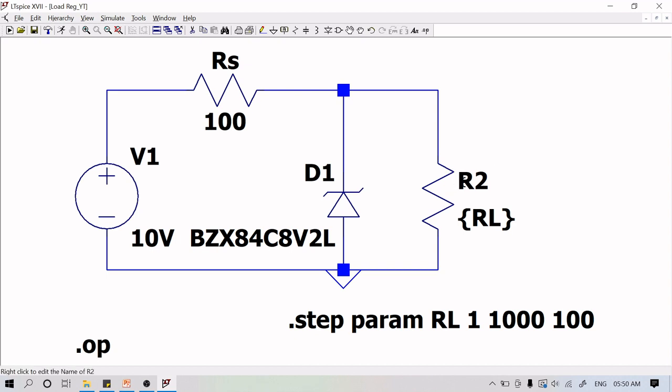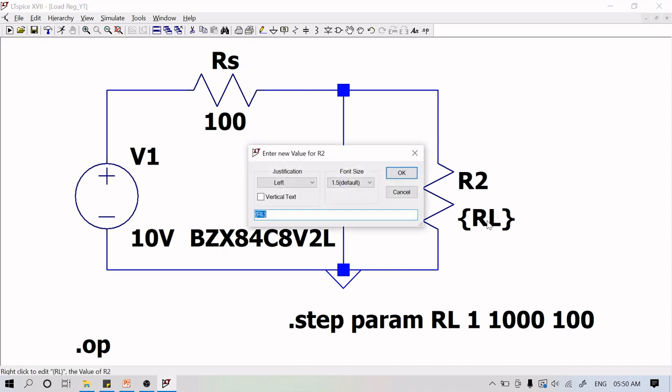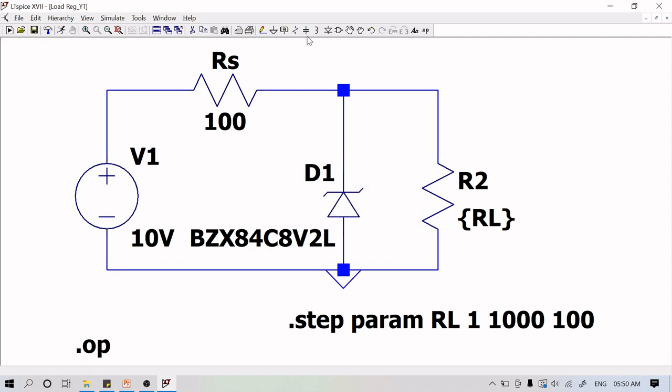Here the thing is RL is varying. So what you want to do is put RL in the parameter form, and specify the value here. When you take any resistor, you will have it like this. This one you should not change. You want to comment here only in the R. I have written this as {RL}.